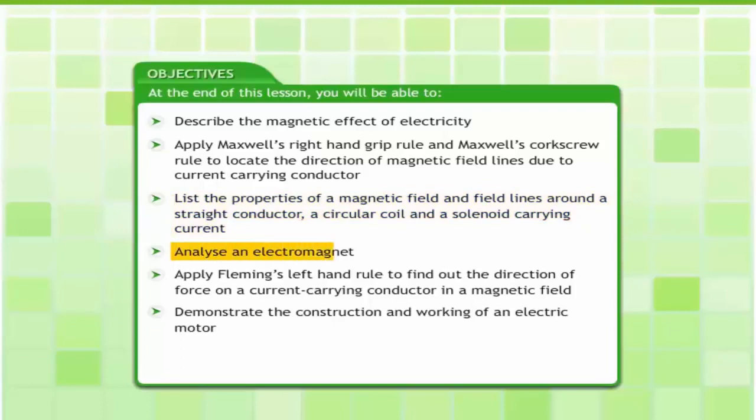Analyze an electromagnet. Apply Fleming's left-hand rule to find out the direction of force on a current-carrying conductor in a magnetic field. And demonstrate the construction and working of an electric motor.